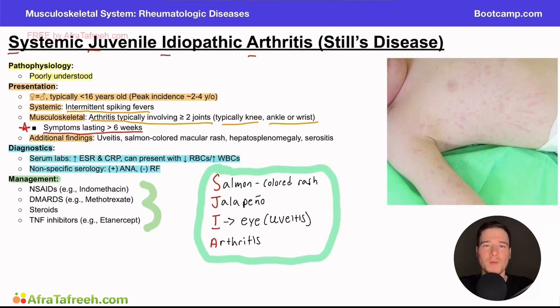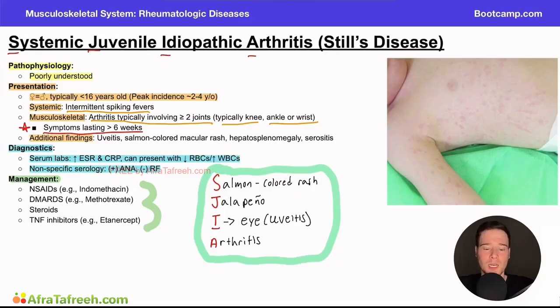Labs here are not going to be as helpful for us. There are a few key things that we could see, such as elevated inflammatory markers, but again, this is not really going to be how we're going to make the diagnosis in this particular condition. Additionally, we have some non-specific serology like the positive ANA. Again, an associated finding, but not going to help us get the answer correct on test day.